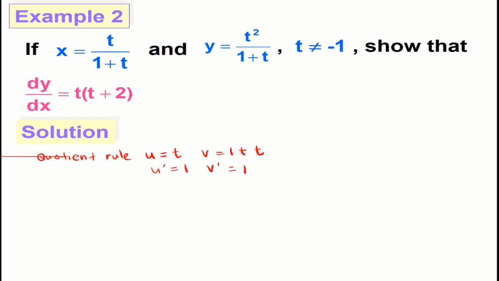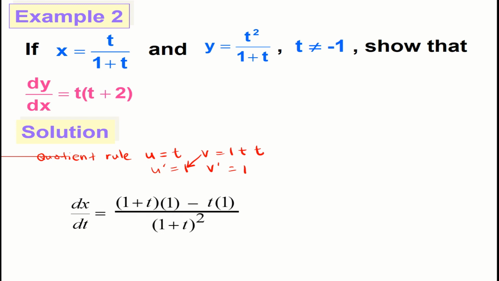So then we apply the quotient rule. Starting with v, dx/dt is equal to 1 plus t multiplied by 1 minus t multiplied by 1, since the formula is vu prime minus uv prime over v squared, so over (1 plus t) squared. Then we simplify, we get 1 over (1 plus t) squared. So this is dx/dt.